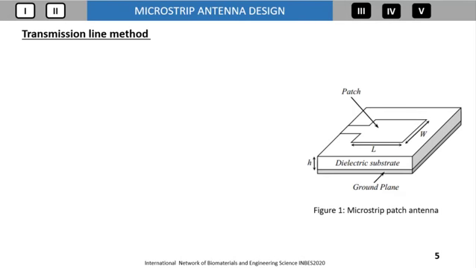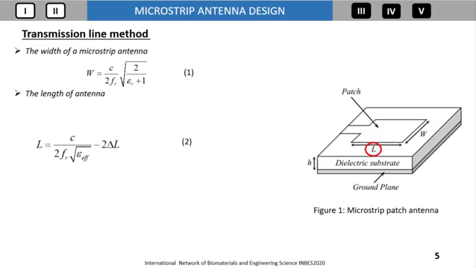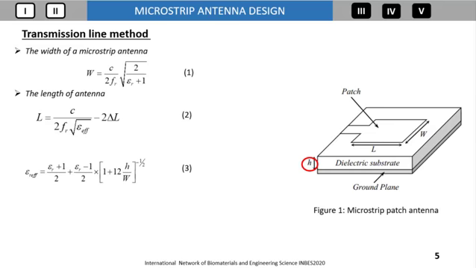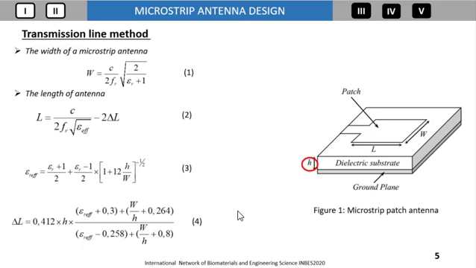The dimensions of the rectangular microstrip patch antenna are calculated using the transmission line method, where the width and the length of the patch are calculated using the following equations, where c is the light speed, fr is the resonant frequency, epsilon r is the relative permittivity, epsilon effective is the effective dielectric constant of the substrate, h is the height of the substrate, and delta L corresponds to the increase in length of the antenna due to fringing effects and is given by equation number 4.